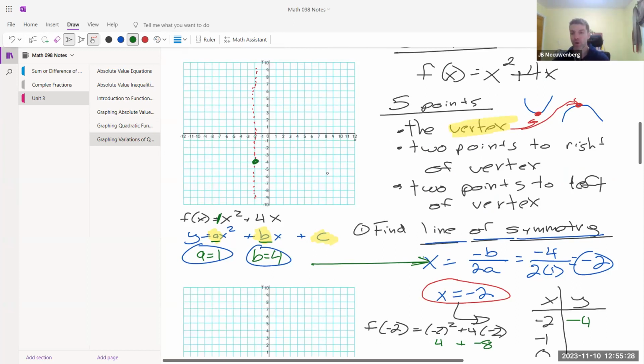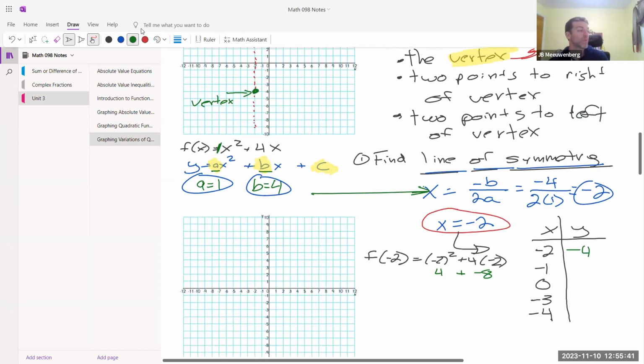And the other thing we know about that point is that it is our vertex. It's always the point that's right on the line of symmetry. That's going to be the top or the bottom of our parabola, negative 2, negative 4. And then we keep going. So we'll do the same thing. We'll find f of negative 1. It's negative 1 quantity squared, remember, because this is our function, plus 4 times negative 1. Well, that is going to be 1 plus negative 4, which is negative 3. So on my graph, negative 1, negative 3 is right here.